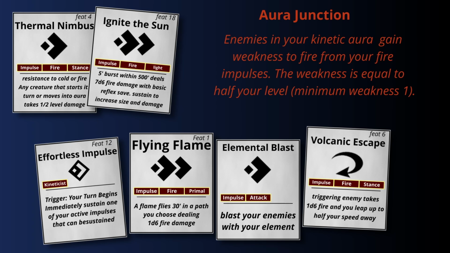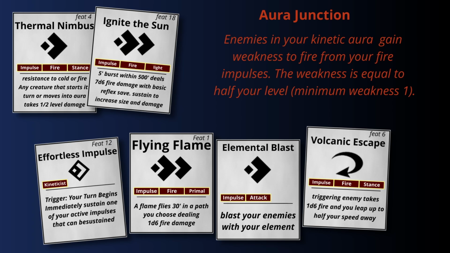First, with my free action at the start of my turn, I sustain ignite the sun, increasing its burst and adding weakness damage. 2, I cast a 2-action flying flame and add the weakness damage to all those enemies in my aura. 3, I use my last action to shoot out an elemental blast. If I hit, I add the weakness damage there, and if I critically hit, I add the persistent damage as well. 4, at the start of the enemy's turns, they take damage with no saving throw, and they have weakness to the damage if they're in my aura.